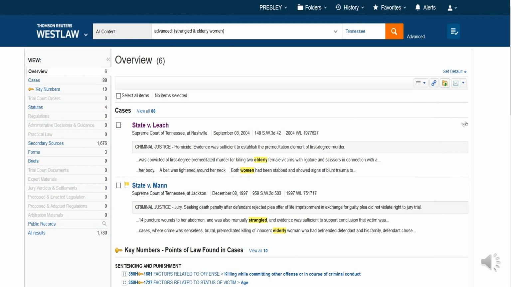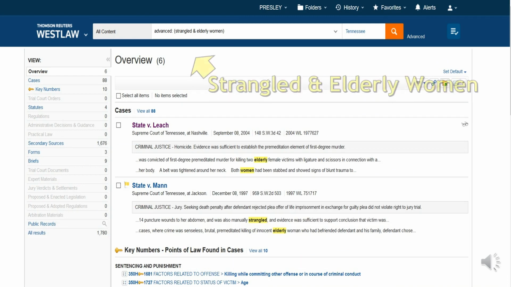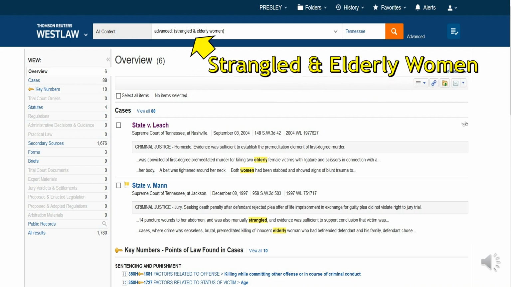The second term and connector we are using is the ampersand symbol. As you see here, we use the term strangled ampersand elderly women, and it brings up the terms not in any particular order, but before and after in each case. As you see, our case here is State versus Leach.